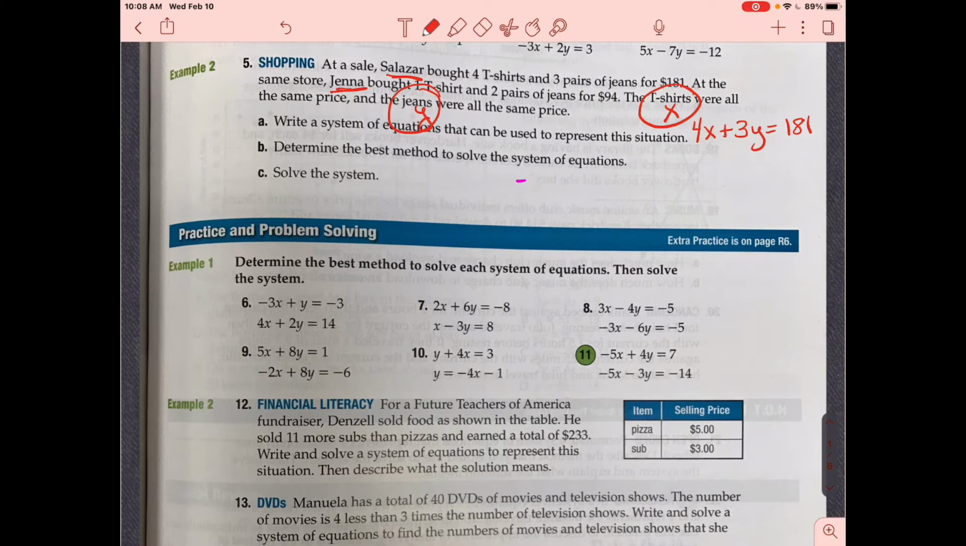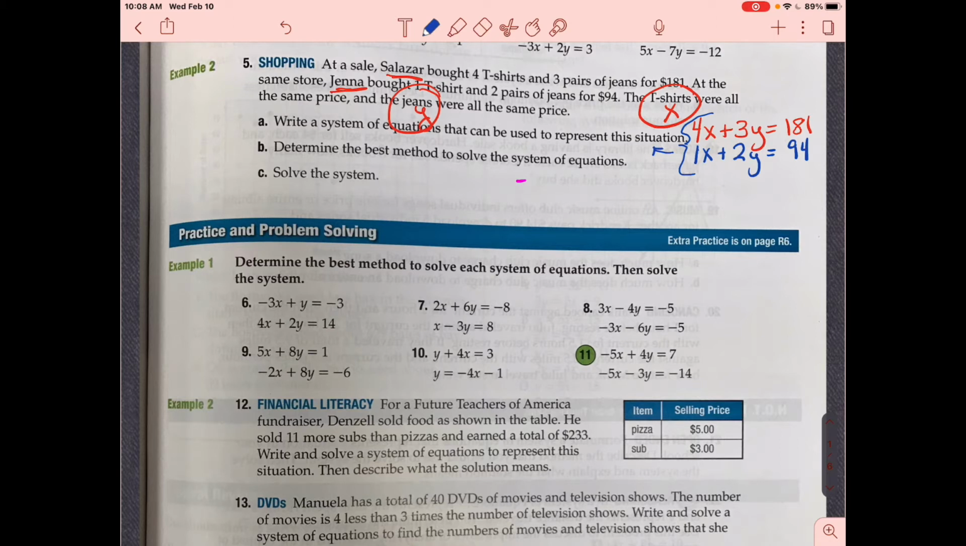And then I'm going to set up Jenna, and Jenna is going to be 1x plus 2y equals 94. She didn't spend as much money, but she spent the same amount of money per t-shirt and the same amount per pair of jeans. So what I'm going to do now is decide how I want to solve my system. So this answer right here would go with A, and now I have to decide how to solve the system.